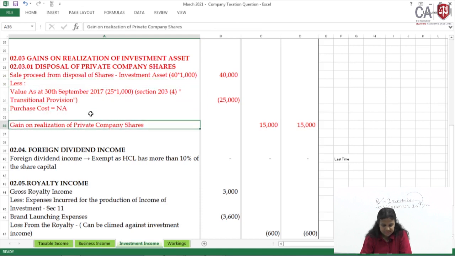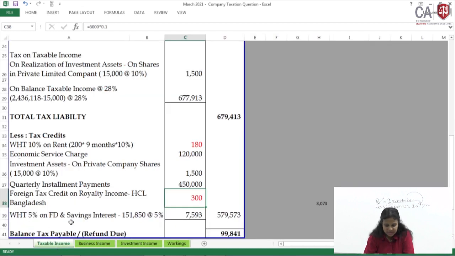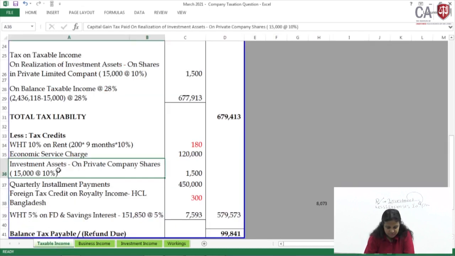Then this is the gain from realization of private company shares. From this, the capital gain tax, Lamai. Most of the students forget to take it. Capital gain tax is a transactional tax. After the transaction, within a month, you have to make the payment and file the return. At that time you are paying at the rate of 10%. Then come to the taxable income and take it as the investment asset on private company shares.